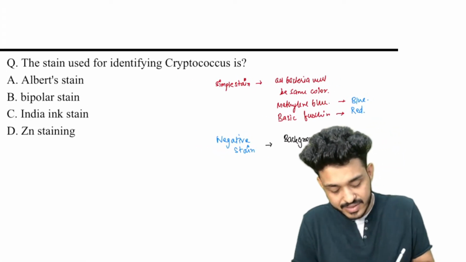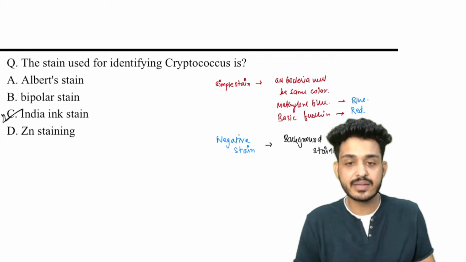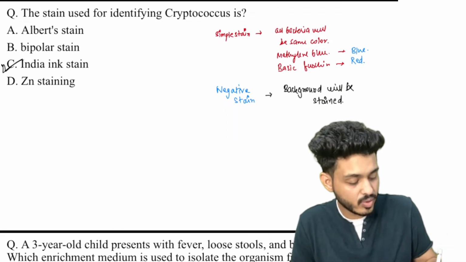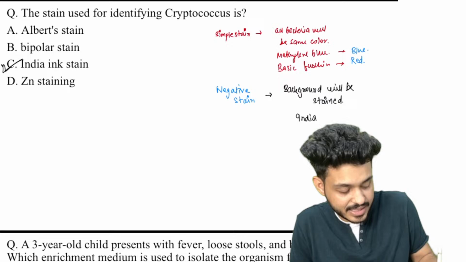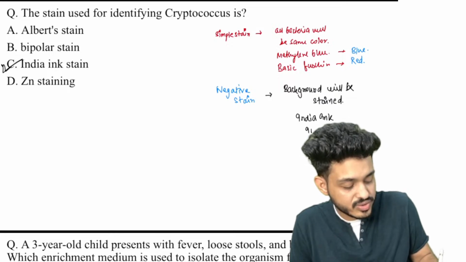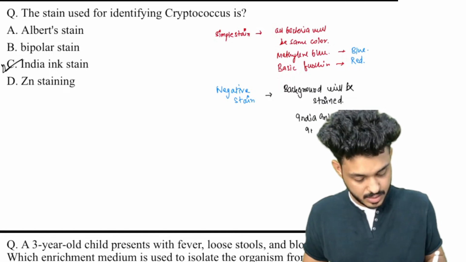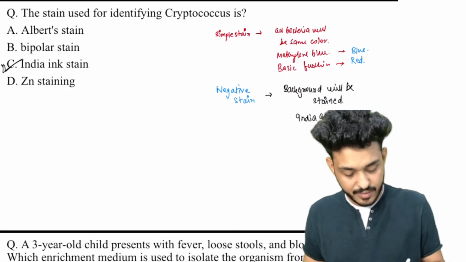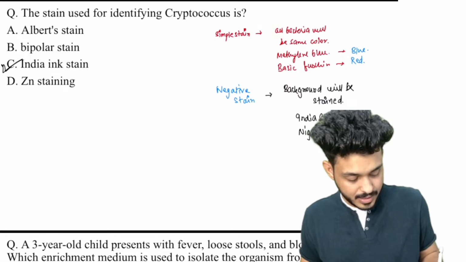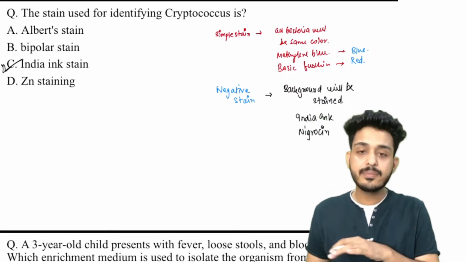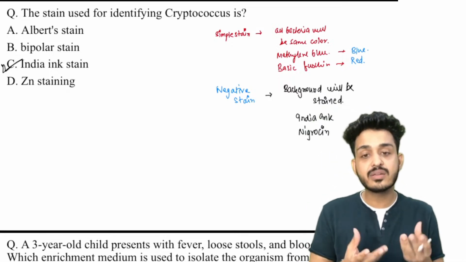For example, we are doing, your answer is India ink. For cryptococcus, we are using India ink stain. We are also using nigrosin, guys. Apart from India ink, we are also having nigrosin. Nigrosin will do what? Only the background will be stained and the organism will shine up.